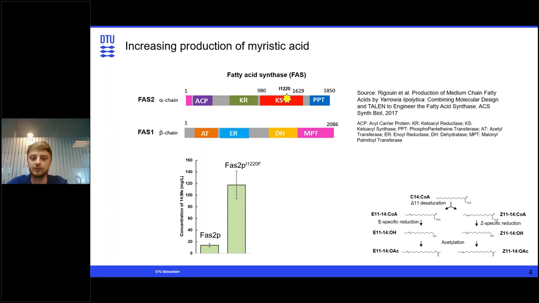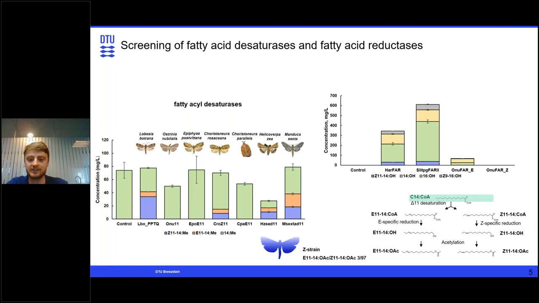And we replaced isoleucine with phenylalanine. And we increased production of myristic acid by ninefold. So that was great. That was the first step towards the insect pheromone. And as you can see, the next step is introduction of a double bond at position 11 in myristic acid. And as I mentioned previously, we were interested in the production of Z isomers. So theoretically, the desaturase should produce mostly Z isomer and only small amounts of E isomer.